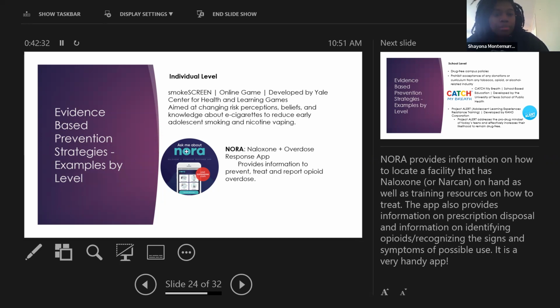provided by the Connecticut Department of Health. It provides information on how to locate facilities that have naloxone, which is also known as Narcan, on hand, as well as training resources on how to treat overdose. The app also has information on prescription disposal, identifying opioids, and recognizing the signs and symptoms of possible use. So it's a really handy app, and it helps to provide more education on perception of risk of opioid use, as well as how to prevent and treat different opioid overdoses. That's an example of some of the individual level strategies that we can use.